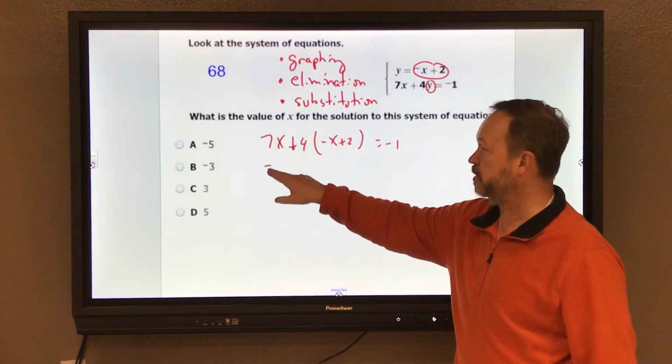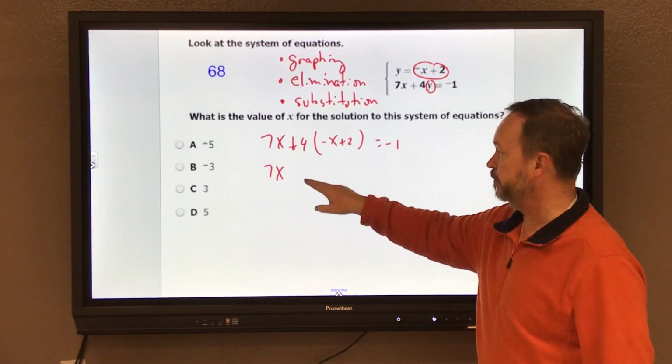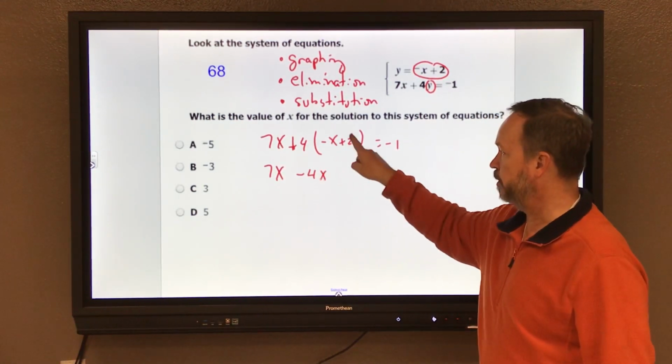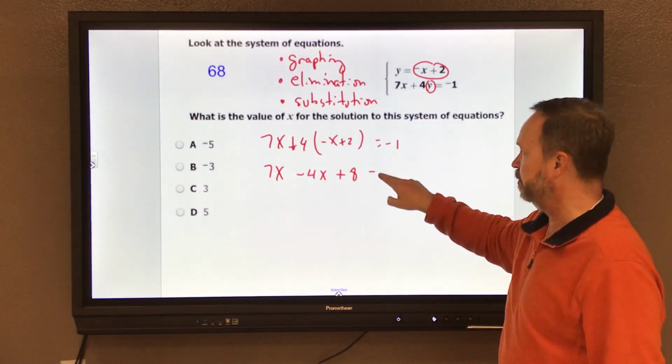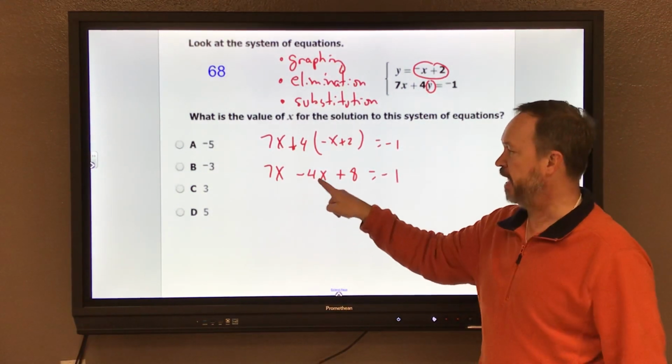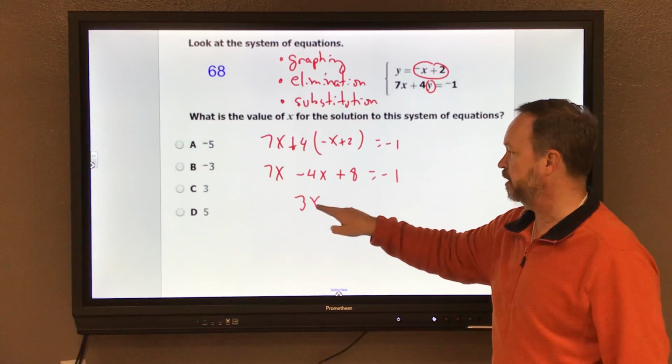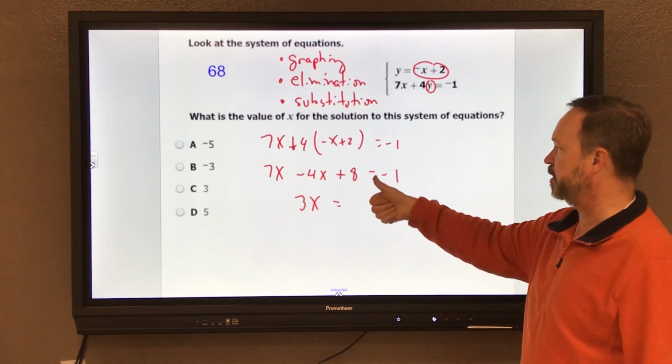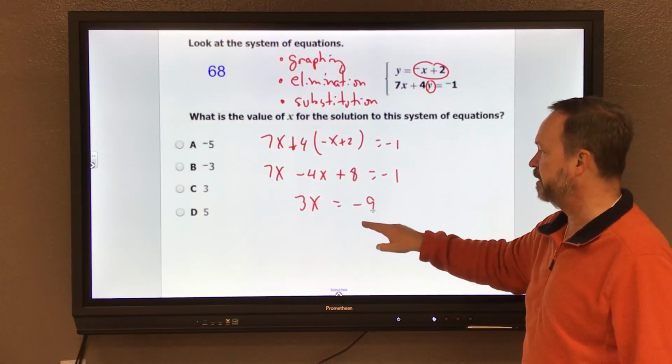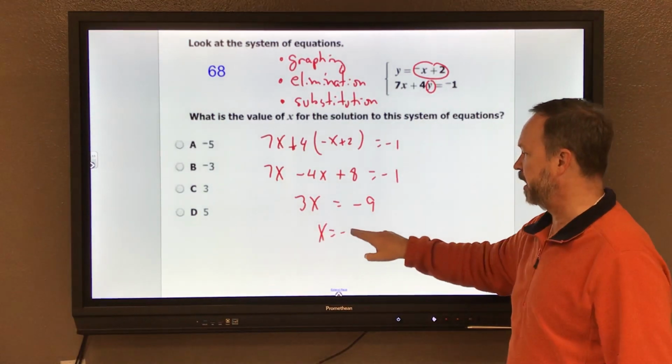So we've got a little work to do, though, because we've got to distribute the 4. Be careful with that. Be real careful with that. And then these are like terms, so that's 3x. I'm going to go ahead and throw the 8 across, subtract 8, makes that a negative 9. And so x is negative 3.